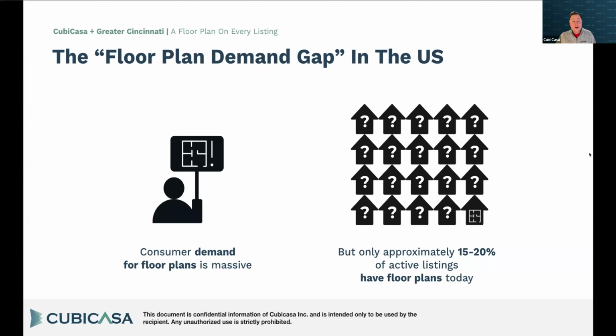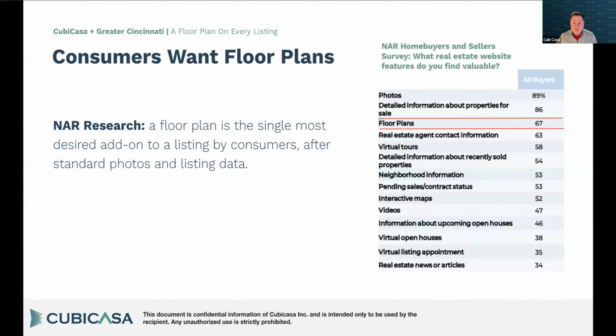And if we look at the NAR Home Buyers and Sellers Survey, I'm sure many of you are familiar with this report. It comes out every year, and one of the questions that gets asked is what website features on a listing are considered the most valuable? And what we can see, as expected, photos and detailed info about the property are always going to be number 1 and 2. I personally don't really count it as a listing if it doesn't have the 2 of those. But outside of the basics, we can see that floor plans are the single most desired add-on for consumers. And if you look at this report from any time over the last few years, the results have remained very much unchanged, with floor plans continuing to be in that top spot.